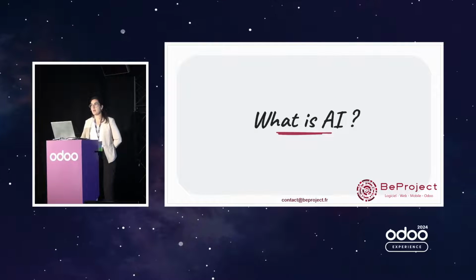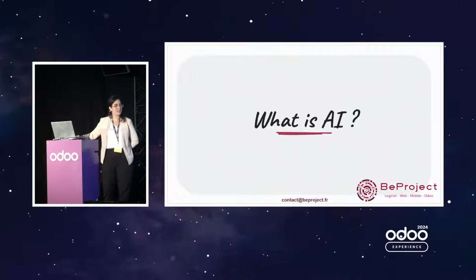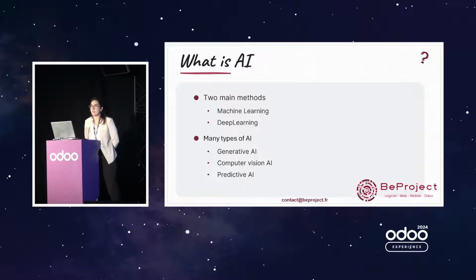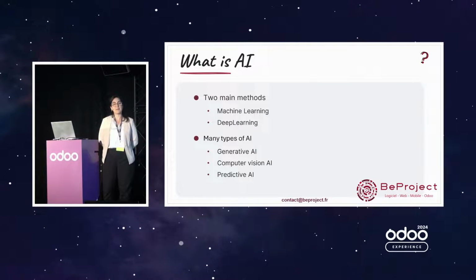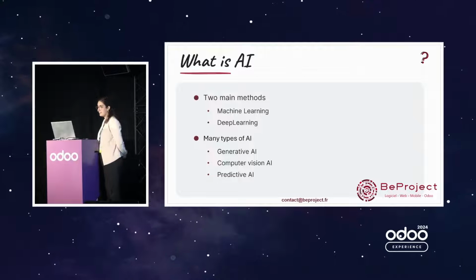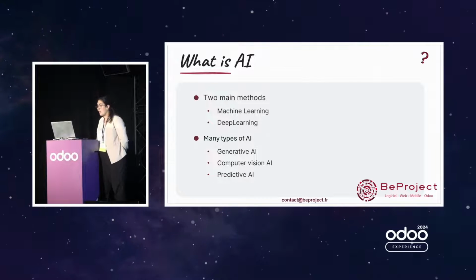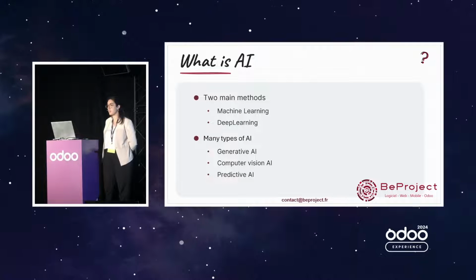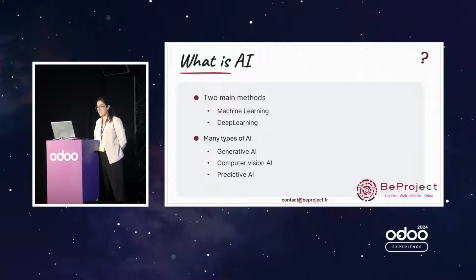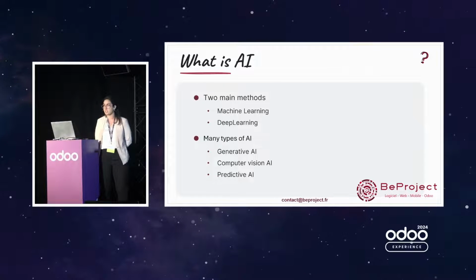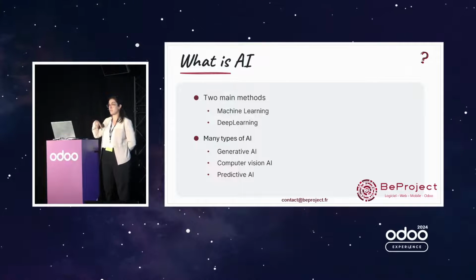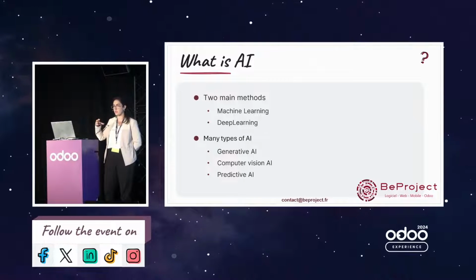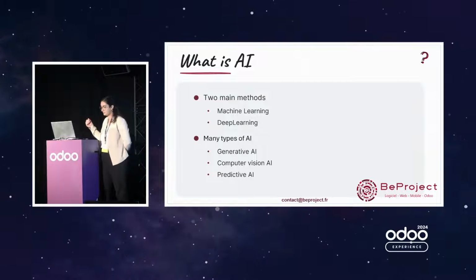Now that you understand, I hope, what we do at B Project, let me briefly introduce what AI is. You have two main methods in AI, machine learning and deep learning. Machine learning is when a machine learns patterns via data. And we also have deep learning, which is the main subject of today, because it's when you create an artificial brain to mimic the human brain.